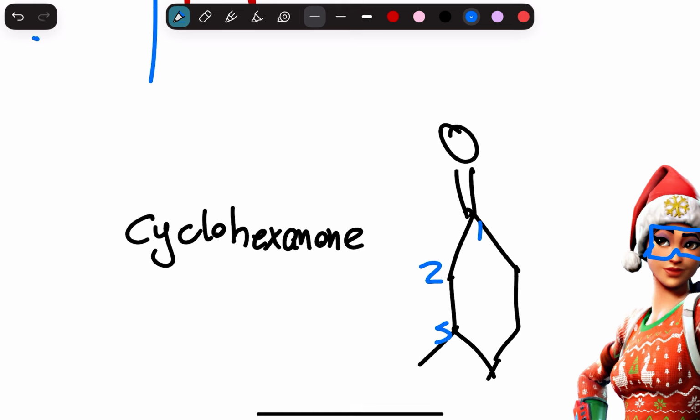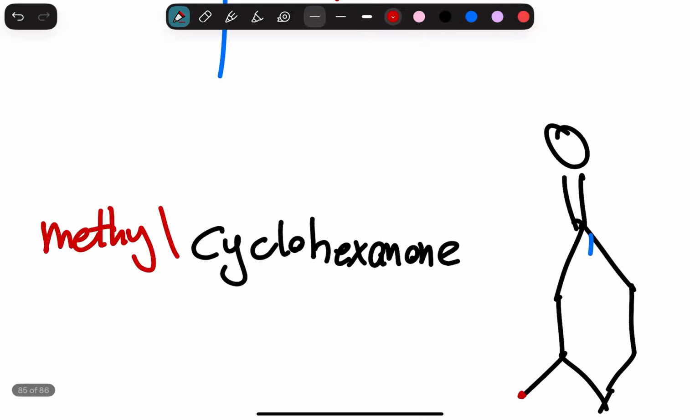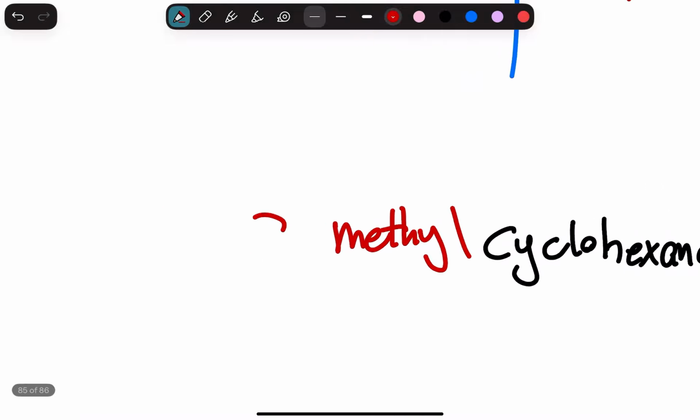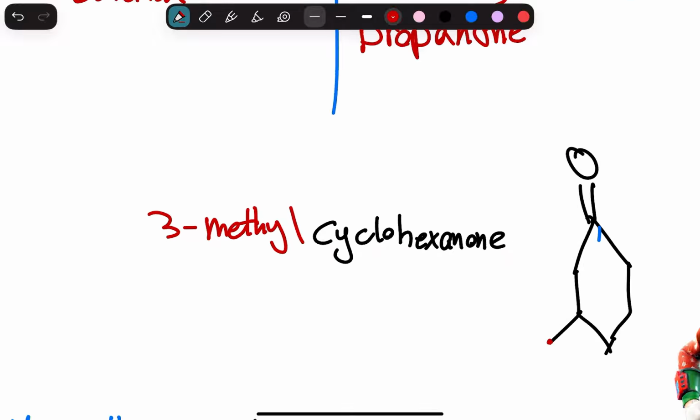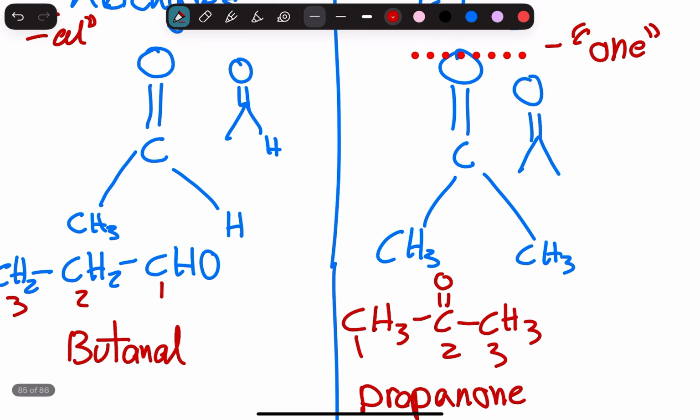So we just count how many carbon atoms there are, and we see that there is 1. So it's going to be a methyl group. So methyl, and finally we have to put its position, and it's on the 3rd carbon atom. So this one would be called 3-methylcyclohexanone. So that is our aldehydes and ketones.